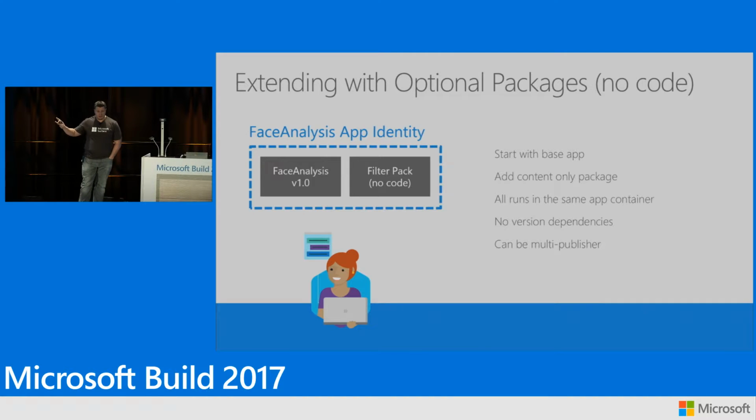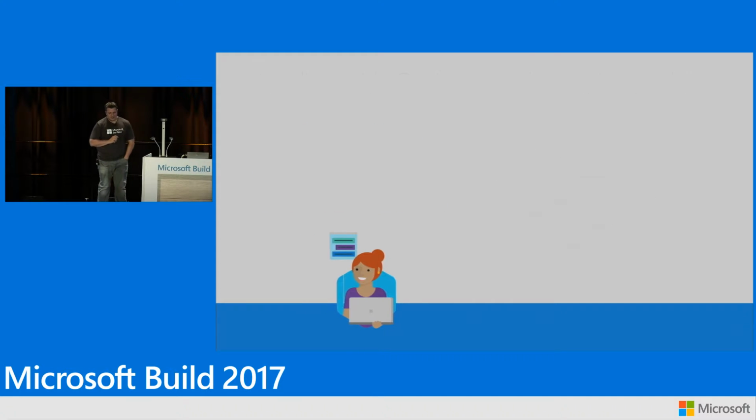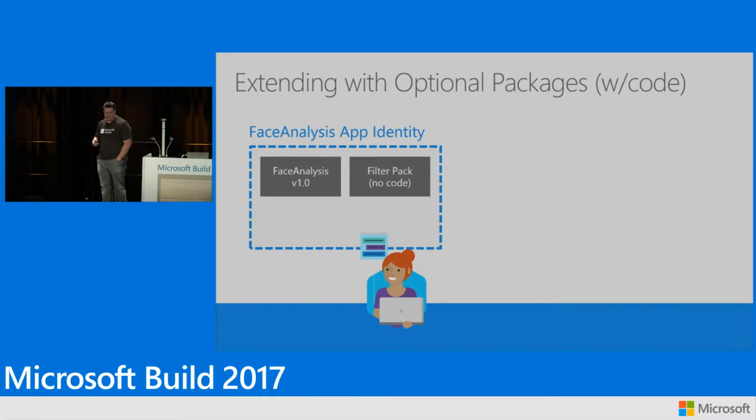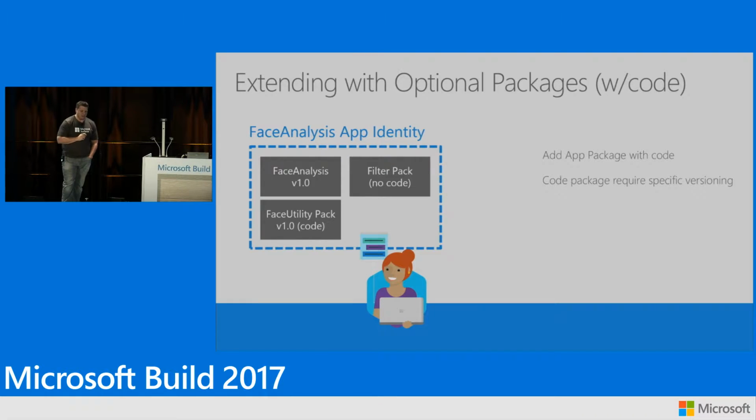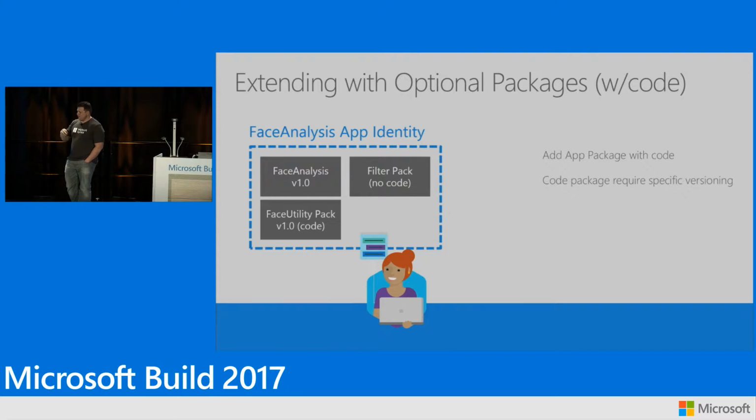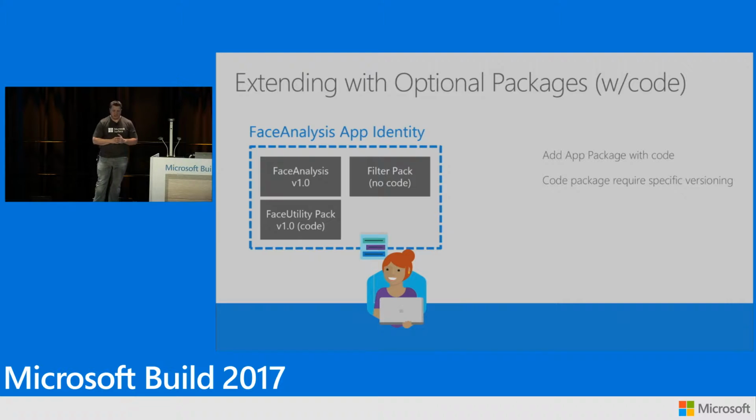So that's the real easy way, but I kind of want to do some stuff with code. So what would that look like? Adding on to the same example, I installed my face analysis app. I have my filter pack. Now I want to actually run some native code. So I have this face utility pack that's going to go identify my age or something like that. What's different when we run code is we're actually going to put a version dependency in place. We don't want you running code across two different apps that can get out of sync and start causing your app to crash. So you'll see here in this example, I have the face analysis app and then the face utility pack that has some native code in it, and both are version 1.0.